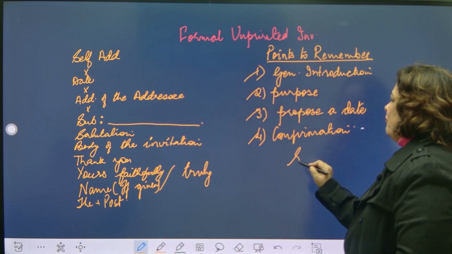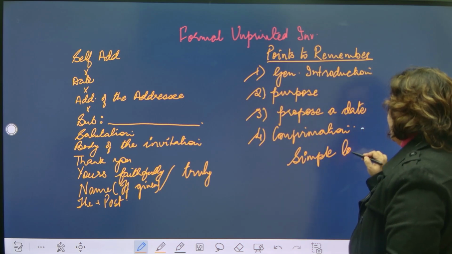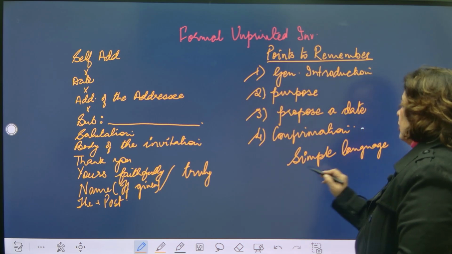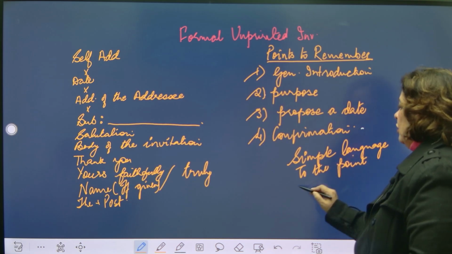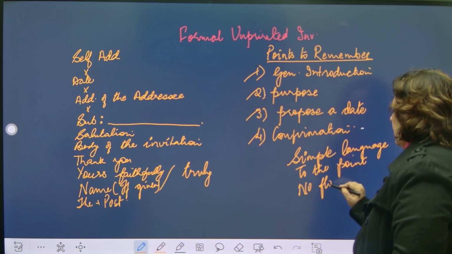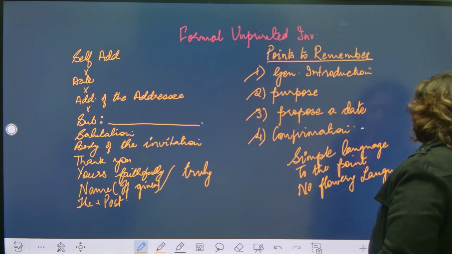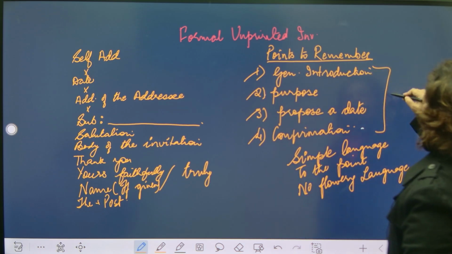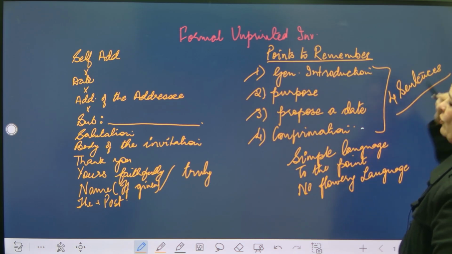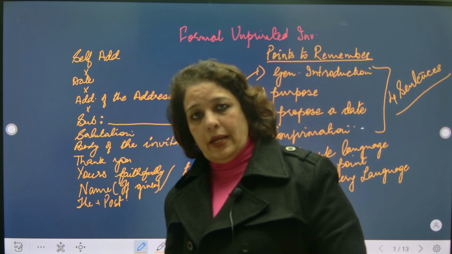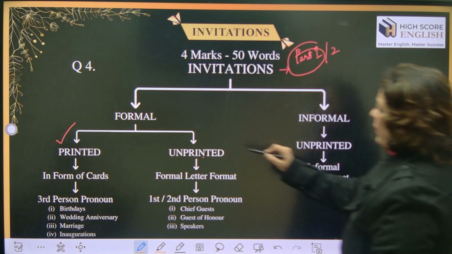The language should be very simple. No flowery language. Just to the point. Do not write unnecessary things. Don't write flowery language at all. Just complete this in 4 to 5 sentences and then just get over with it. Don't beat around the bush unnecessarily. Fine. Now, we are doing this one today.